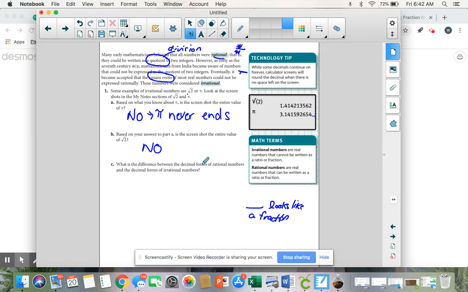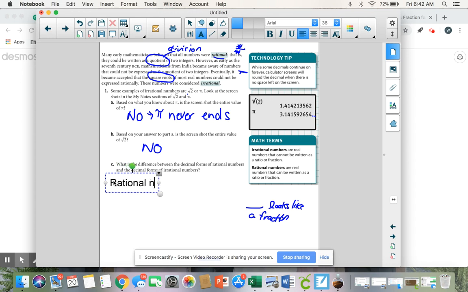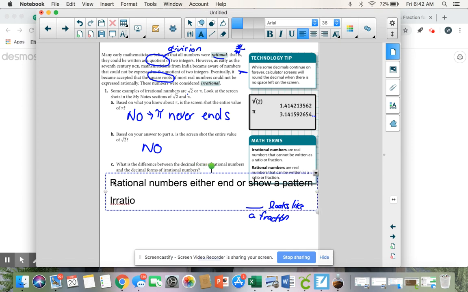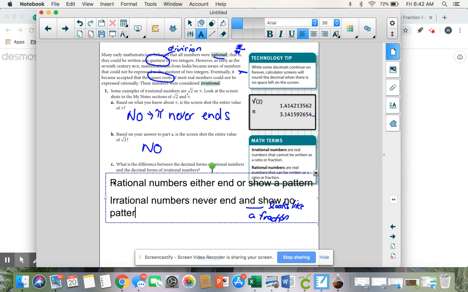All right, so what is the difference between the decimal forms of rational numbers and the decimal forms of irrational numbers? So a couple things. Rational numbers either end or show a pattern. Irrational numbers never end and show no pattern.